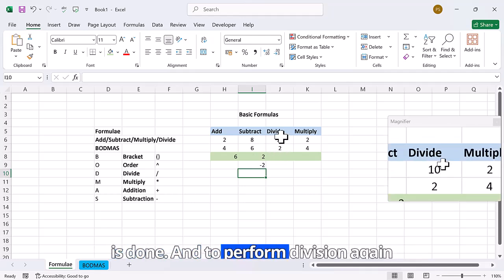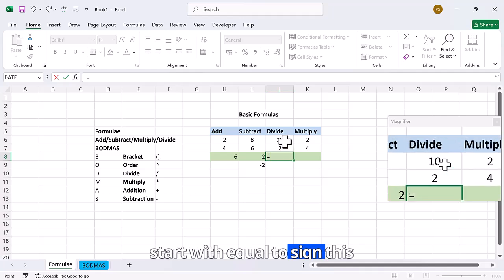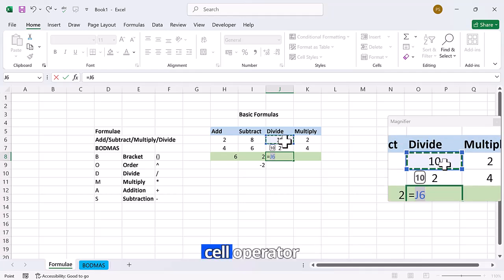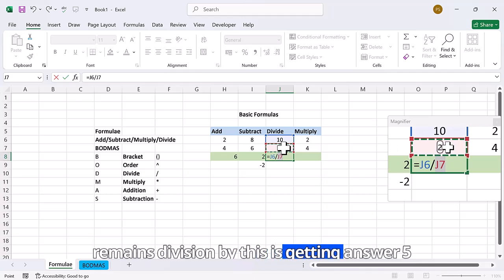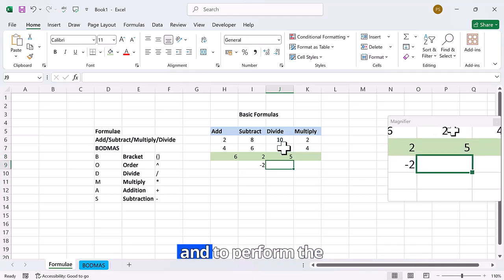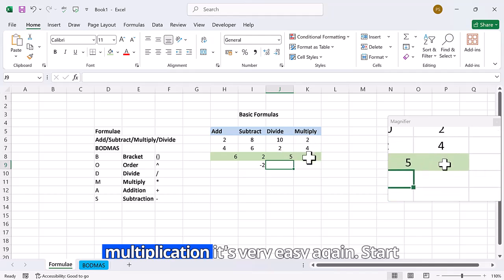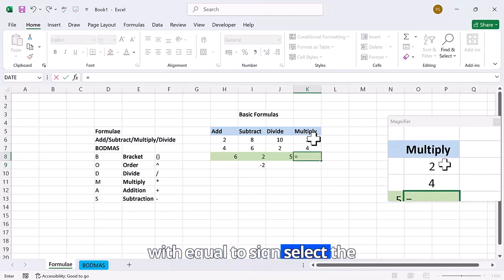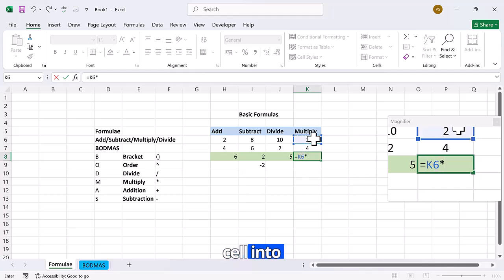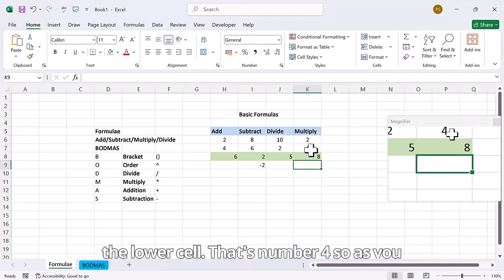And to perform division, again, start with equal to sign. Select this cell, the operator remains division, by this. You should get an answer 5. And to perform the multiplication, it's very easy. Again, start with equal to sign, select the cell, multiplied by the lower cell. That's number 4. 2 4s are 8.